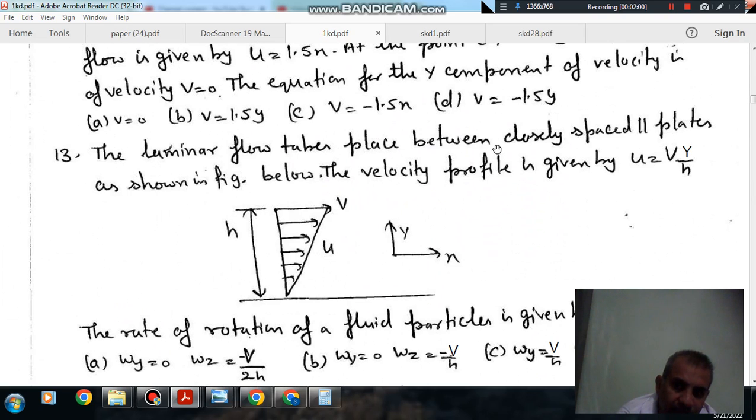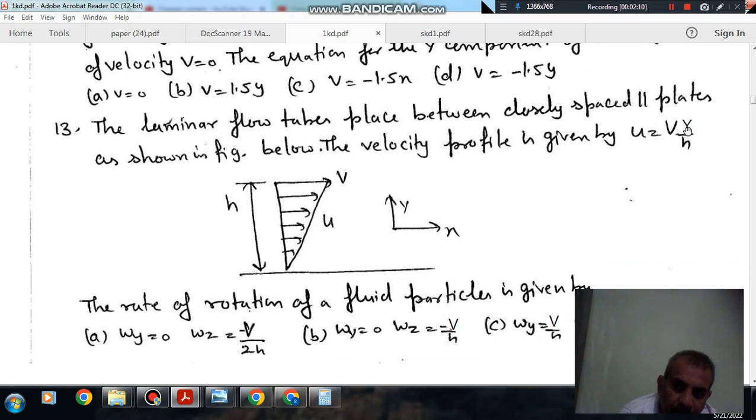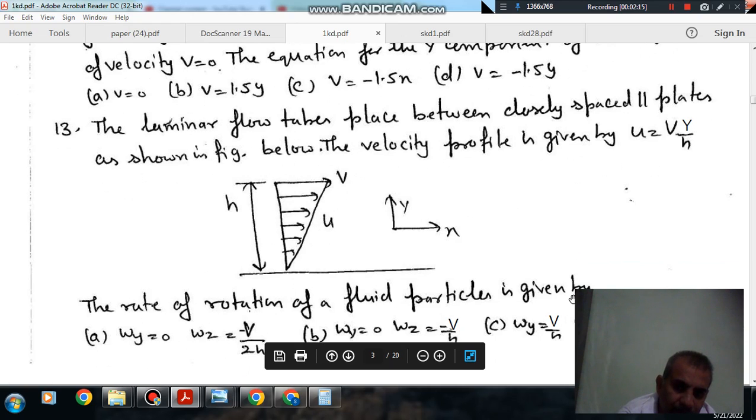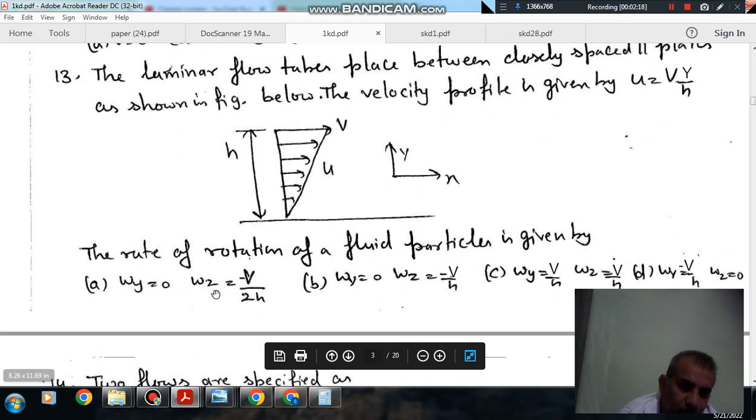Next, laminar flow takes place between closely spaced parallel plates as shown in the figure below. The velocity profile is given by u is equal to V y by h. The rate of rotation of fluid particle is given by: option A, omega y is equal to 0, omega z is equal to minus V by 2h; option B, omega y is equal to 0, omega z is equal to minus V by h; option C, omega y is equal to V by h and omega z is equal to V by h; and option D, omega y is equal to minus V by h and omega z is equal to 0.